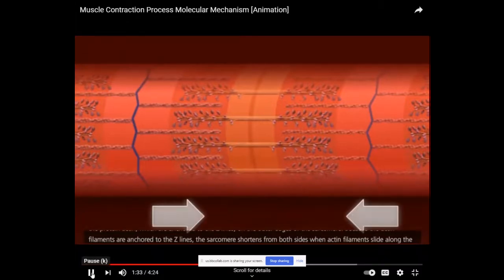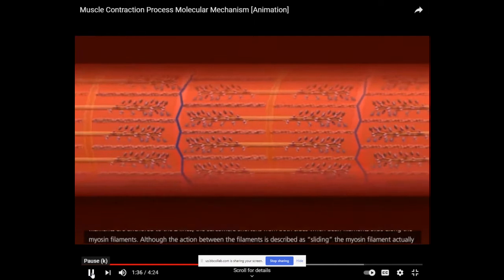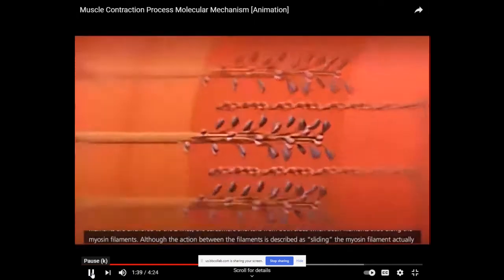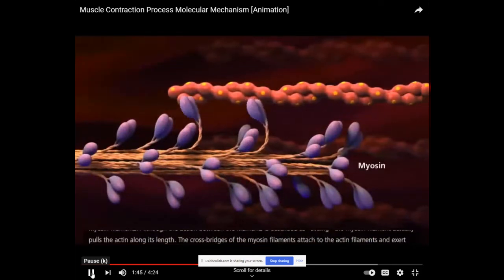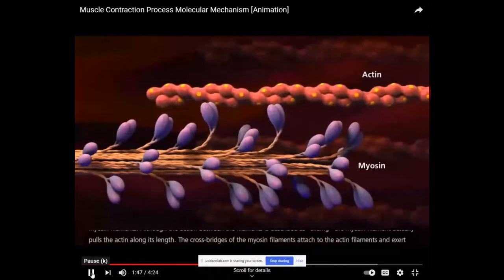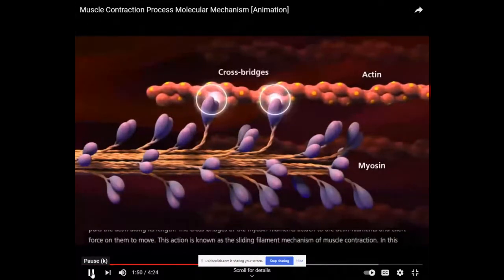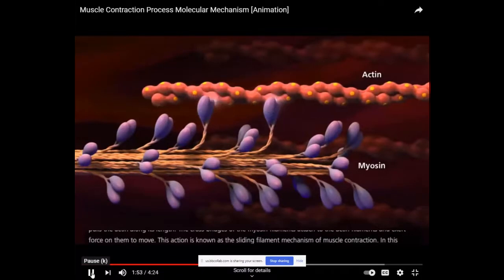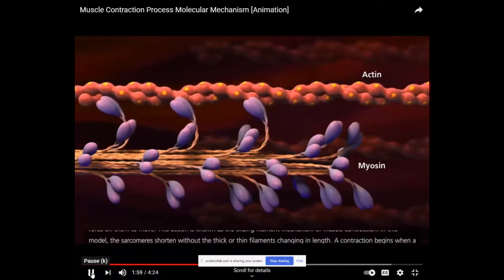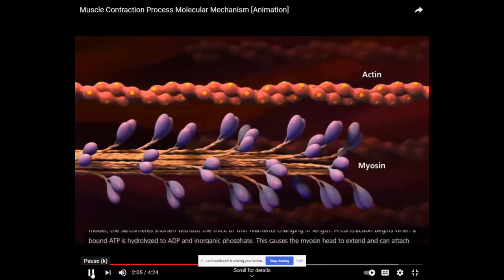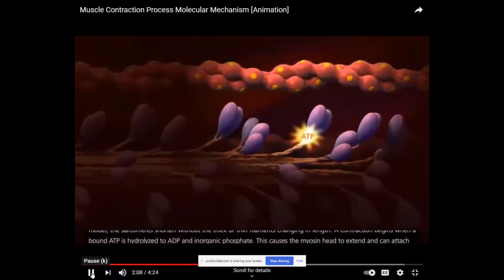Filaments are anchored to the Z lines. The sarcomere shortens from both sides when actin filaments slide along the myosin filaments. Although the action between the filaments is described as sliding, the myosin filament actually pulls the actin along its length. The cross bridges of the myosin filaments attach to the actin filaments and exert force on them to move. This action is known as the sliding filament mechanism of muscle contraction. In this model, the sarcomeres shorten without the thick or thin filaments changing in length. A contraction begins when a bound ATP is hydrolyzed to ADP and inorganic phosphate.